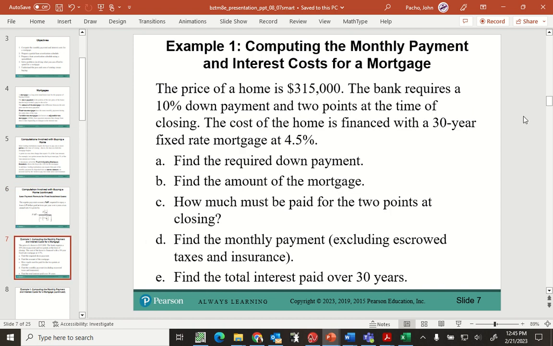All right, so we're going to go down the list and find all these item by item. You guys are going to do this step by step, writing them all down as we go. So, A. To figure out A, let's calculate A. It says the price of a home is $315,000. The bank requires 10% down payment and 2 points at the time of closing. The cost of the home is financed with a 30-year fixed rate mortgage at 4.5%. Are you writing that down? You need something to write with?